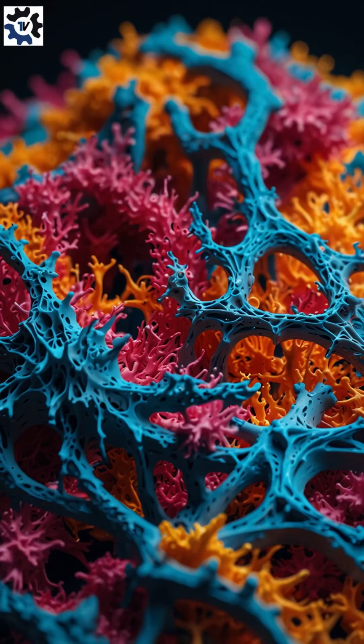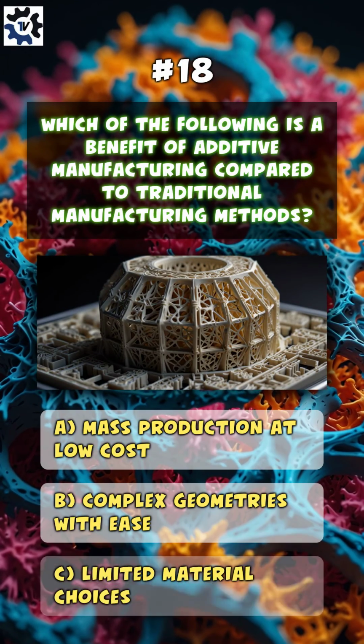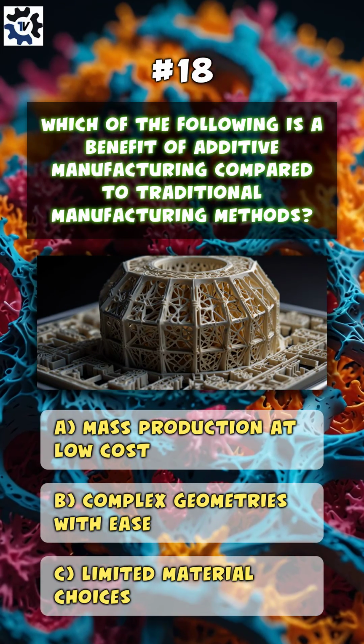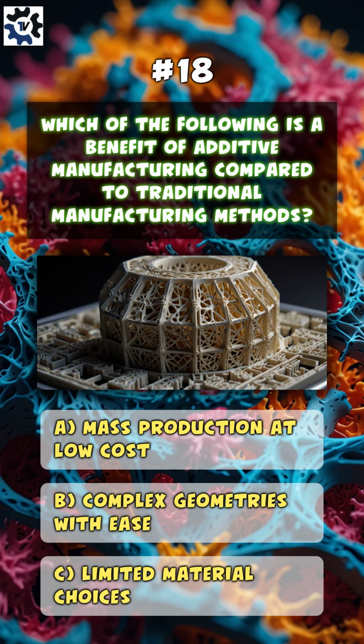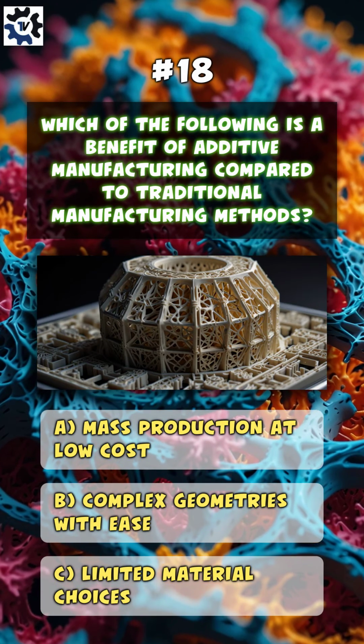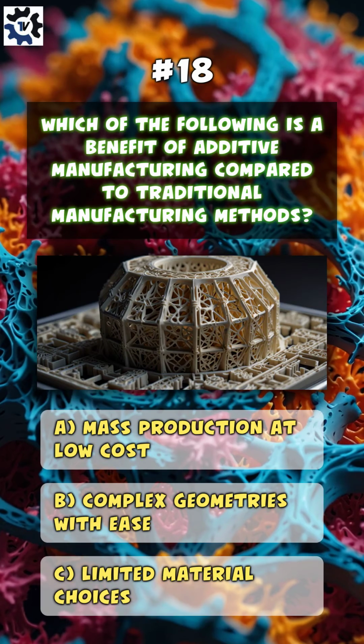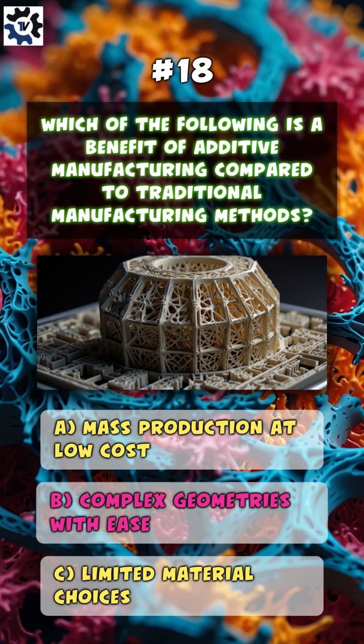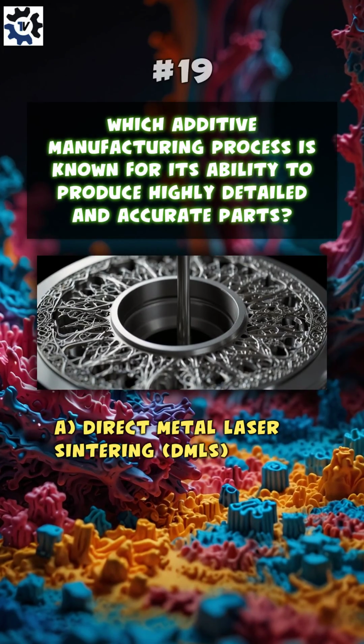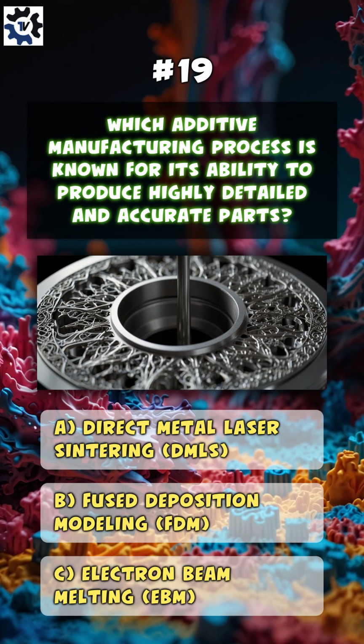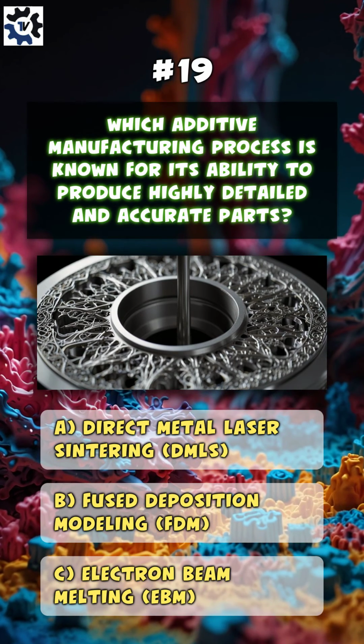B. Polymer binder. Which of the following is a benefit of additive manufacturing compared to traditional manufacturing methods? B. Complex geometries with ease. Which additive manufacturing process is known for its ability to produce highly detailed and accurate parts?